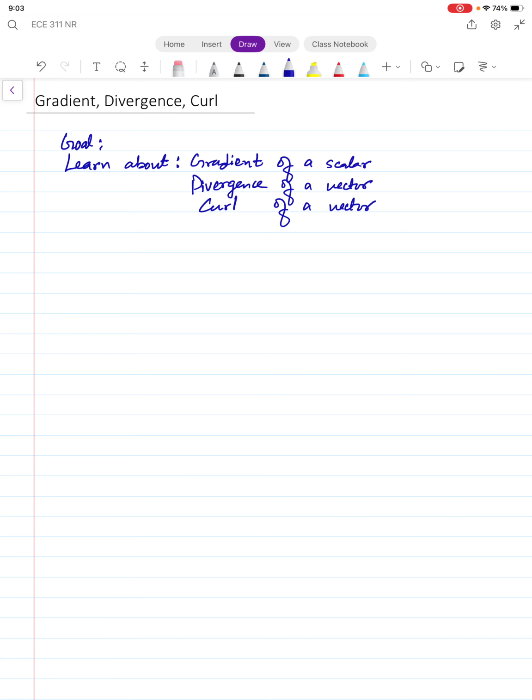The goal in this lecture is to learn about the gradient of a scalar, the divergence of a vector, and curl of a vector. So let's start with the gradient. Okay, and I'll specifically write gradient of a scalar field.